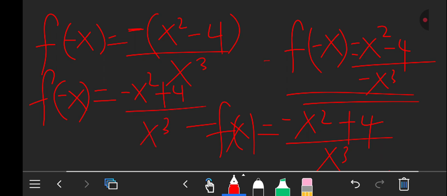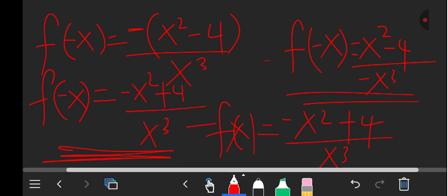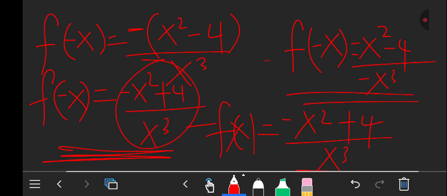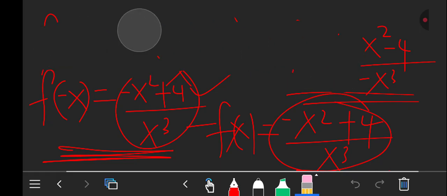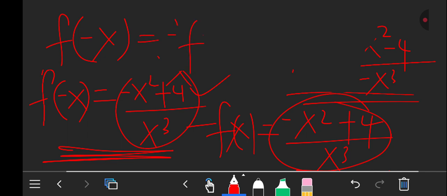We can say that f of negative x is equal to negative f of x. It is equal. Okay, this one and that one are just the same. So what are we able to conclude? We're able to conclude this. So we're able to say f of negative x is equal to negative f of x.